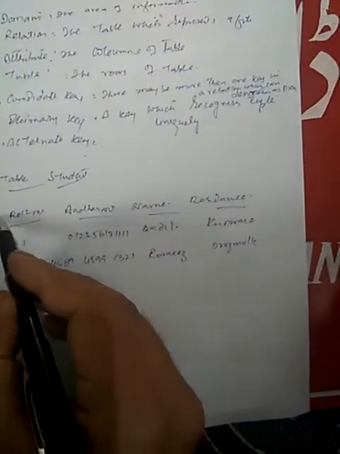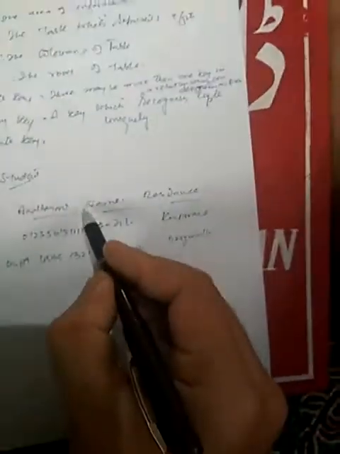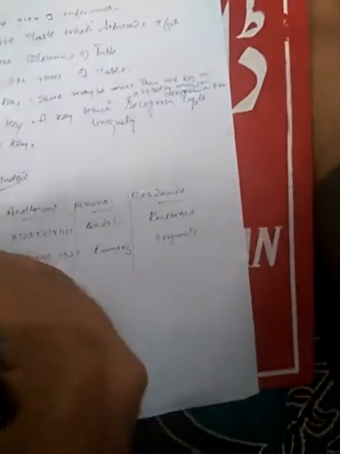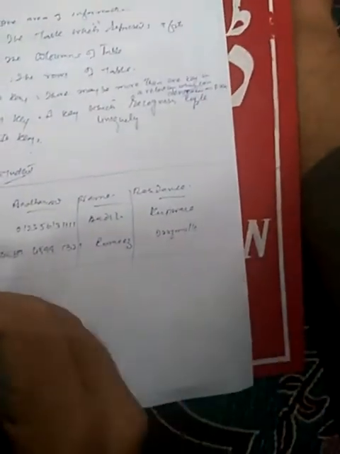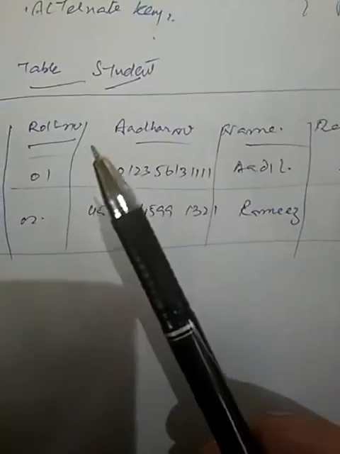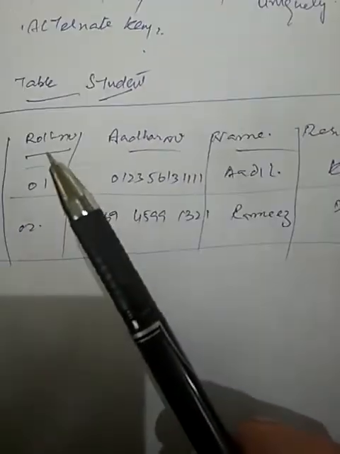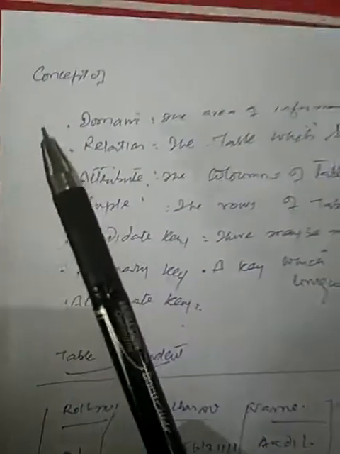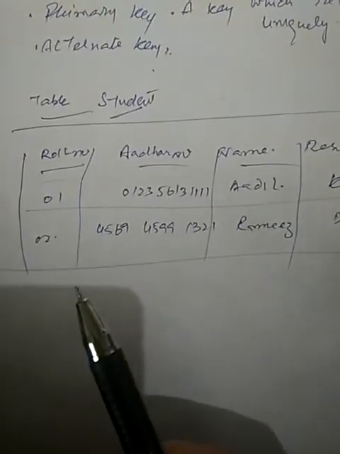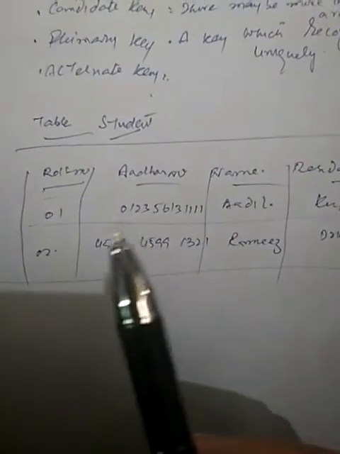So suppose we are having a table like this, a table. So what is the domain? First of all, let us understand the term domain. Domain क्या होता है? This is the area of information from where we have to extract the real information which we need in the table.